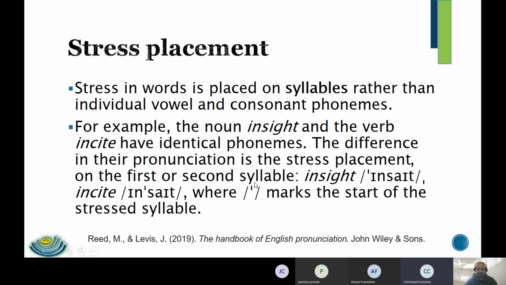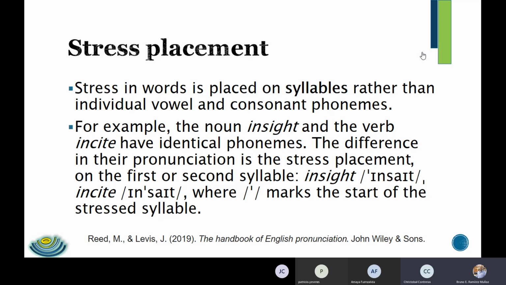Stress in words is placed on syllables rather than individual vowel and consonant phonemes. For example, the noun incite and the verb incite have identical phonemes. The difference in their pronunciation is the stress placement on the first or second syllable. Incite, where the mark indicates the start of the stressed syllable.